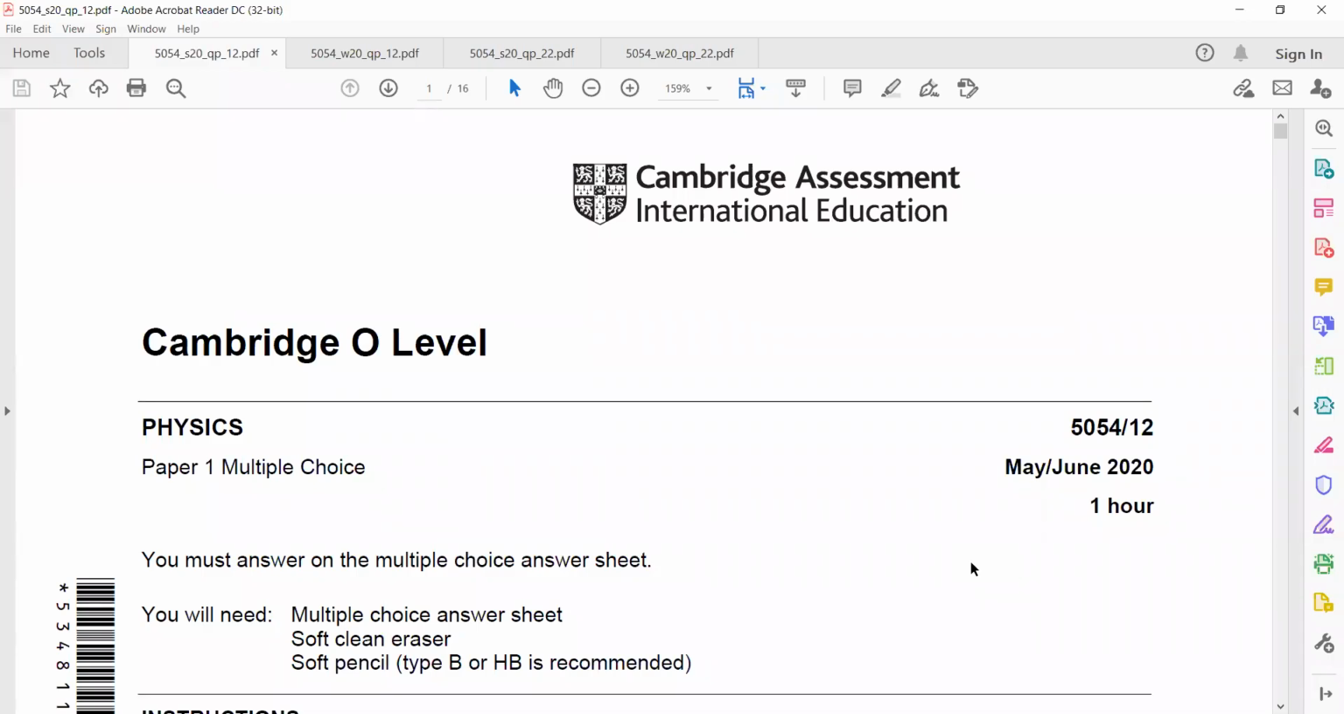Good evening, everyone. This is May-June 2020, paper 1 for Cambridge O levels. I will discuss the questions which you have sent as doubts.